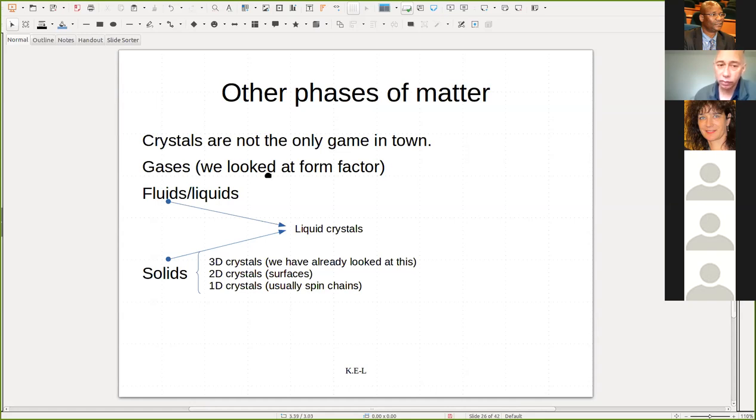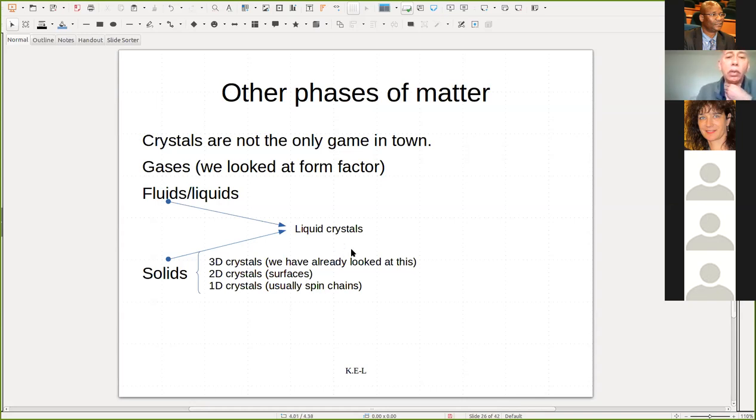Then we have fluids, and I did actually mean to do a fluid calculation, but I ended up not having enough time for it. So main point is, even solids, you have 3D crystals, which we've already looked at, those are sodium chloride. You have 2D crystals, which we're gonna do in a second. And I just wanted to point out, there are 1D crystals, but those are actually spin chains, for example. And because it's spin, people would use neutrons to look at that. Although we can do some magnetic stuff, and I will mention something about that later.